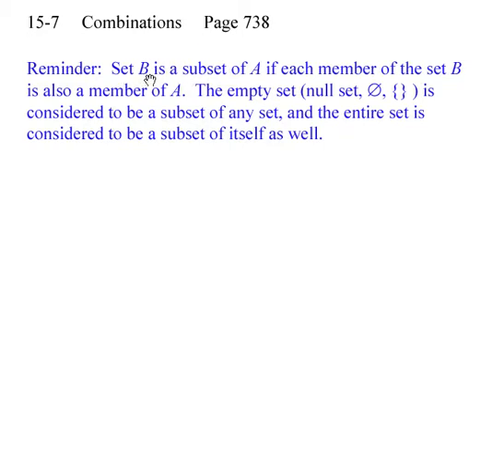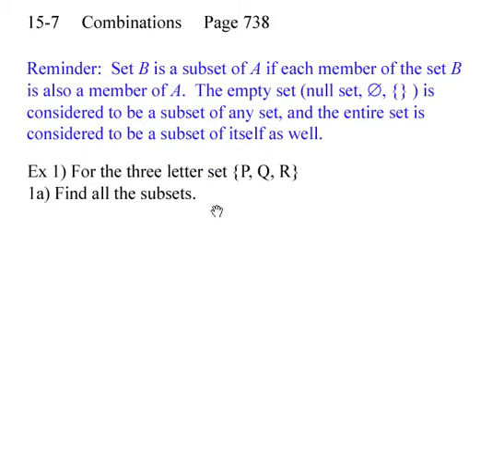We say that set B is a subset of set A if each member of set B is also a member of set A. The empty set, which sometimes we write the word null set, or we use the symbol or the set signs with nothing in it, is the empty set. The empty set is considered a subset of any set, and the entire set is considered to be a subset of itself. Now we're reviewing that, so let's find a few subsets here, and then we'll link how that ties into the idea of combinations.